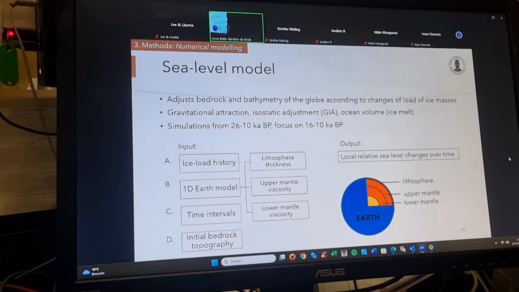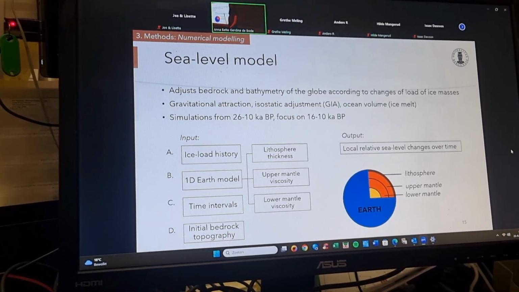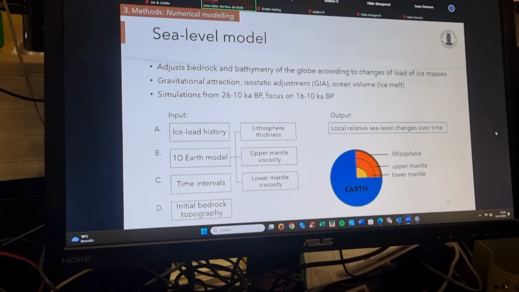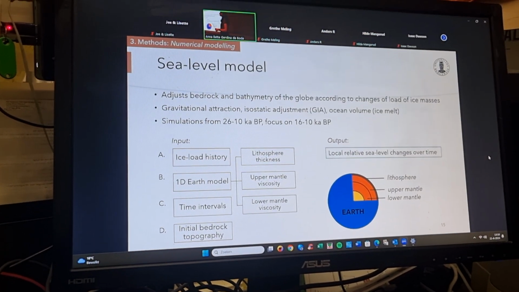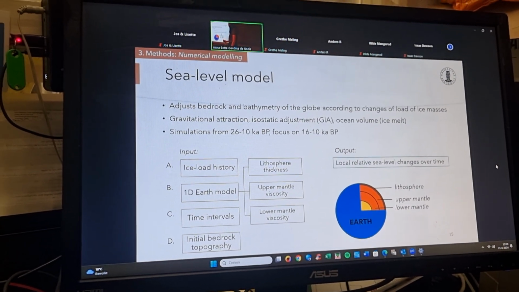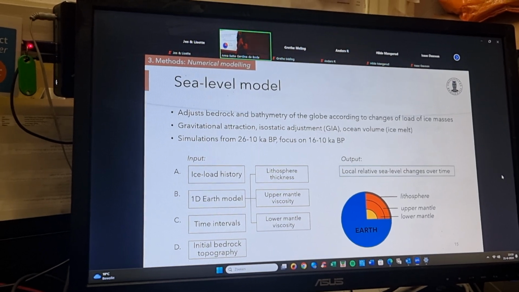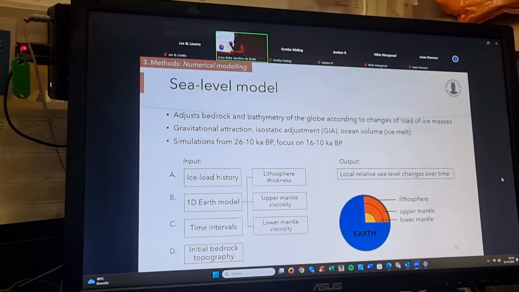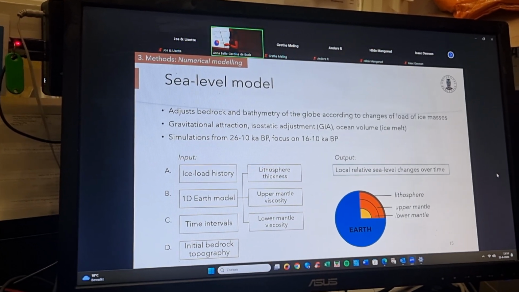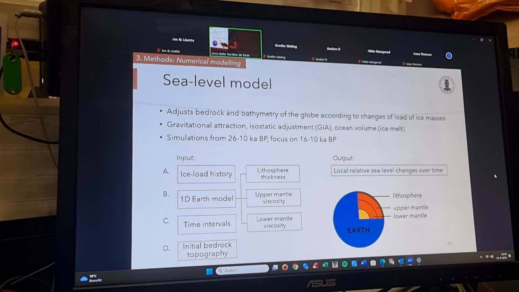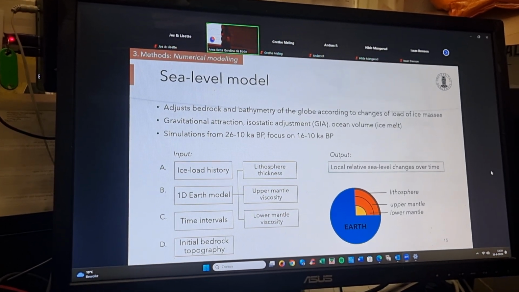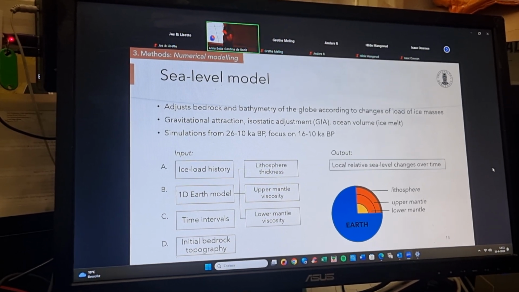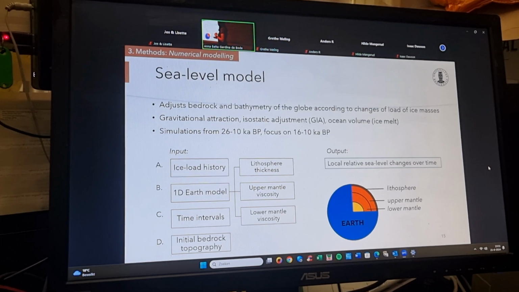Then I used a sea level model. It's a global model, and it adjusts bedrock and the geometry of the globe according to changes in ice load. So it's basically doing what I explained on one of the first slides. It's accounting for the gravitational attraction, the isostatic adjustment, and the changes in ocean volume. I started my simulations 26,000 years ago, and I ran them until 10,000 years ago. The focus was, of course, on the period where we had meltwater pulse 1A, but also until 10,000 years ago. Yes, the model has different inputs. I will go more into detail on the next slide. This is just a short overview.